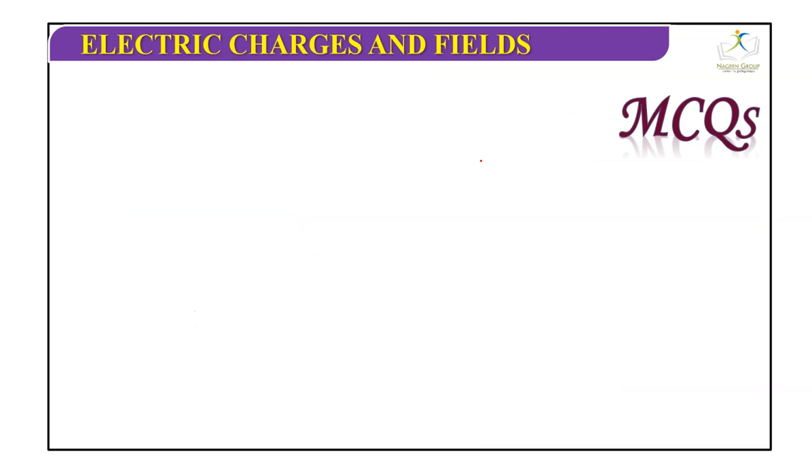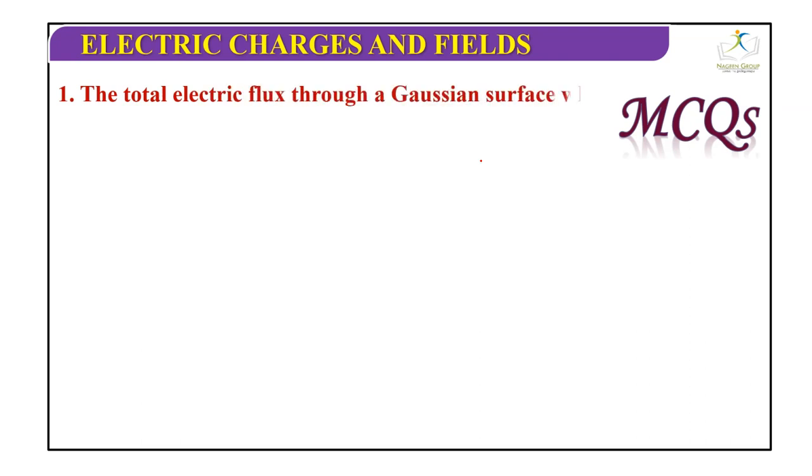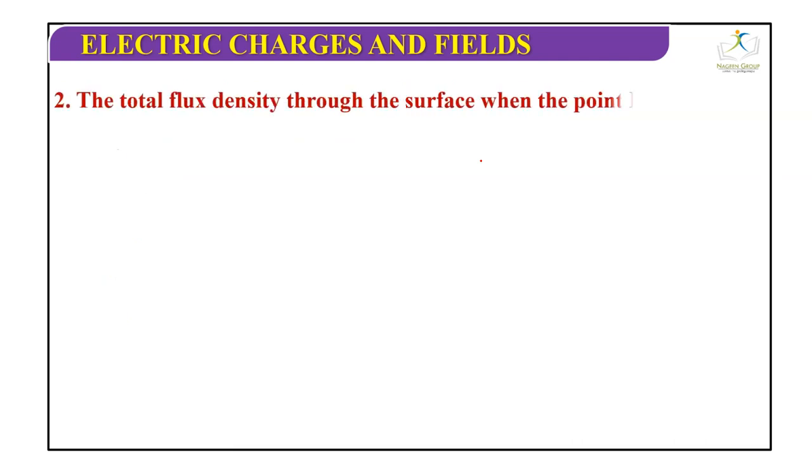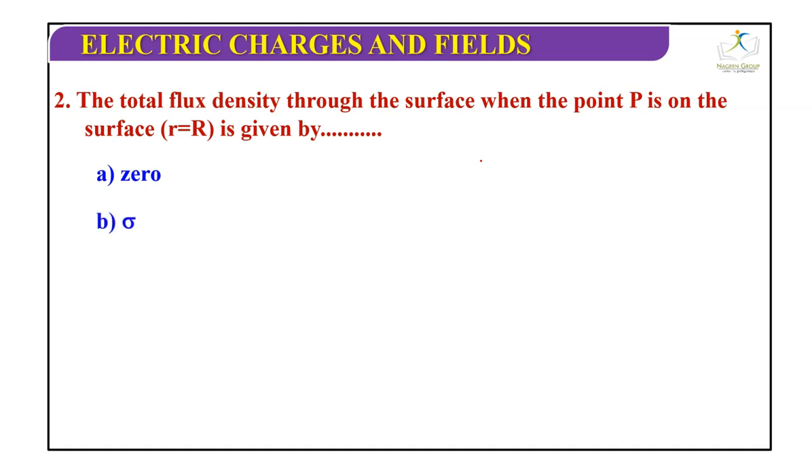Let's see some MCQ questions. The total electric flux through a Gaussian surface when point P is inside the spherical shell is given by: the correct answer for this question is option A. The total flux through a surface when point P is on the surface, r is equal to capital R, is given by 0, sigma, Q by epsilon naught, or sigma by epsilon naught. So the correct answer for this question is option D.